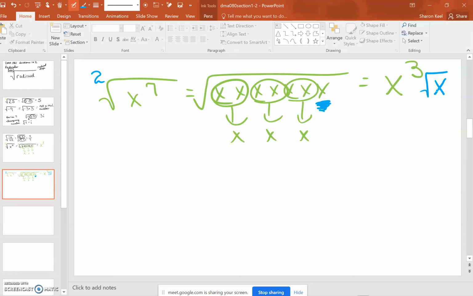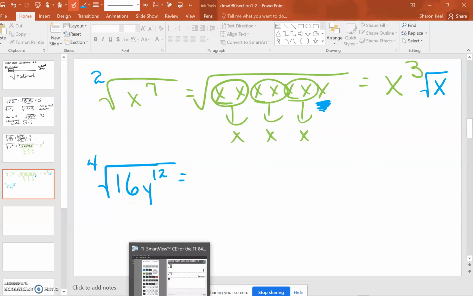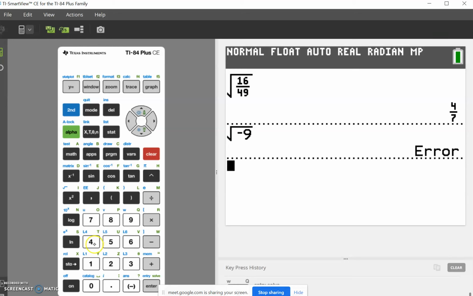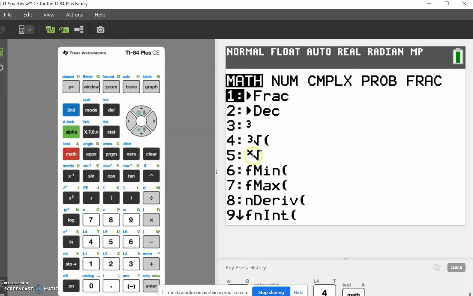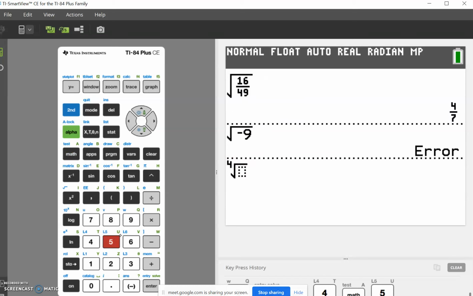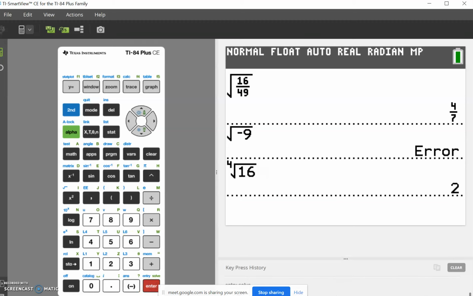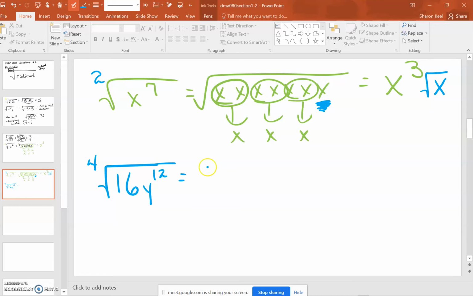Okay, let's look at a radical where we have something that is different than a 2. So let's take the 4th root of 16y to the 12th. When I want to calculate the 4th root of 16, there's 2 ways we can go about doing it. On the calculator, since my index is 4, I can press 4, math. I'm going to choose number 5. And notice it puts the index 4 here. And now underneath the radical, I can type in my number 16. So that's going to give me an answer of 2. The 4th root of 16 is 2.